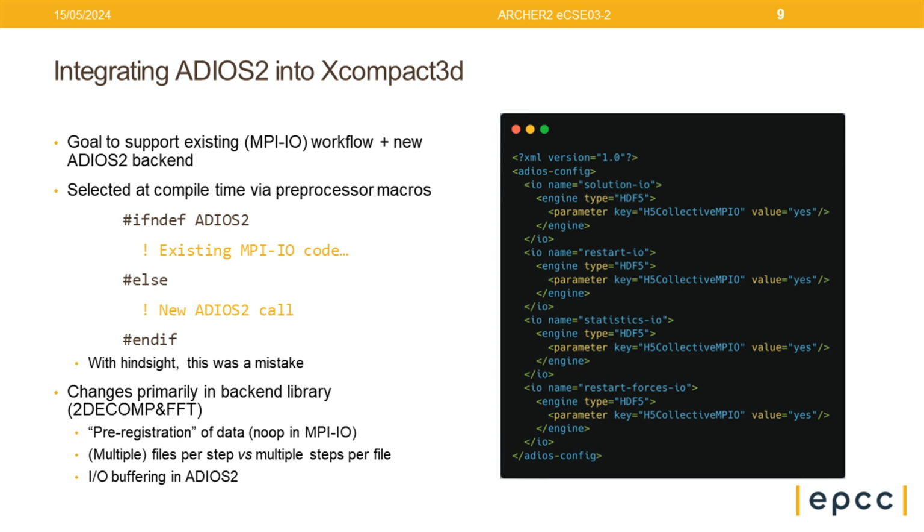So the first part of the project was to integrate ADIOS2 into Xcompact3D. The 2DECOMP&FFT library already had an existing MPI I/O solution for doing parallel I/O at large scale. We wanted users to still be able to use this as part of their workflows, so ADIOS2 was added as an optional backend, which could be selected at compile time using these preprocessor macros.